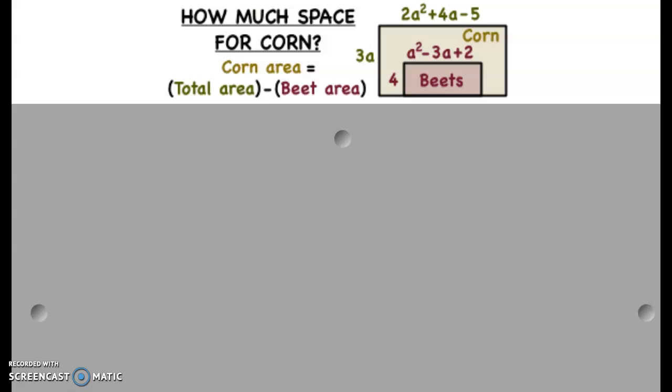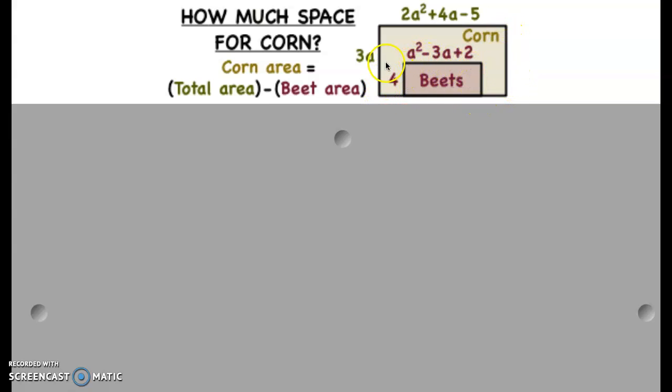Okay, so for this one, it wants to know how much space for corn. We're going to pretend that this is a garden, right? The length of my garden is 2a squared plus 4a minus 5. The width of my garden is 3a. And that's the entire thing, right? Those are the dimensions, the length and the width.